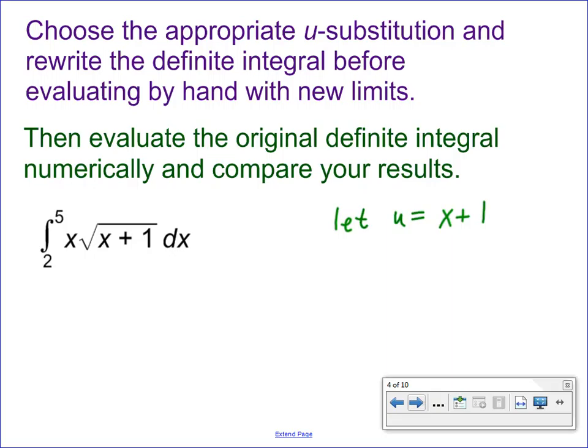If u equals x plus 1, right, then that x out front, that x out front could be rewritten in terms of u. How would I solve this? How would I solve this for x? Well, I'd subtract over that 1. So x would equal u minus 1. And so as I'm working towards this u substitution, I can see this x out front would be given by u minus 1. And I can see that this square root of x plus 1 is going to be the square root of u.